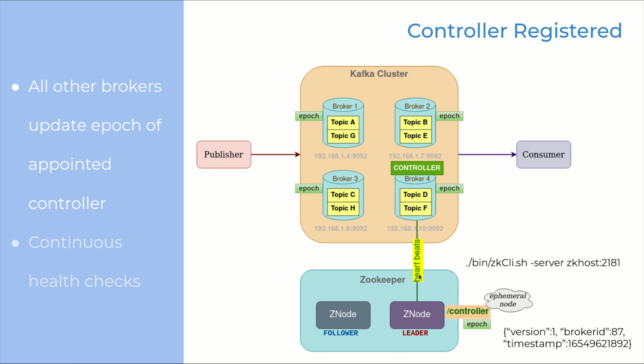And Zookeeper will start continuous heartbeats with the controller to make sure it is alive. If you execute this command on Zookeeper, you will be able to get the details of the Kafka controller like this. In my example, the Kafka version is 1, the broker ID is 87, and it is given the timestamp. So this is what is used as the epoch.